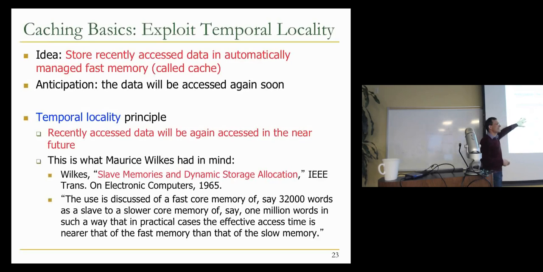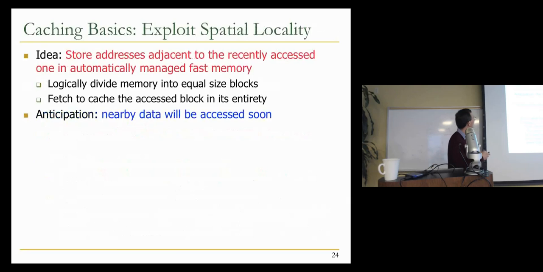And this is what Maurice Wilkes had in mind when he proposed caching in this seminal paper. I'll read this over here. The use is discussed of a fast core memory of, say, 32,000 words as a slave to a slower core memory of, say, 1 million words. It's slower and bigger. In such a way that, in practical cases, the effective access time is nearer that of the fast memory than that of the slow memory. In practical cases, you will find the data in the smaller but faster memory because temporal locality exists.